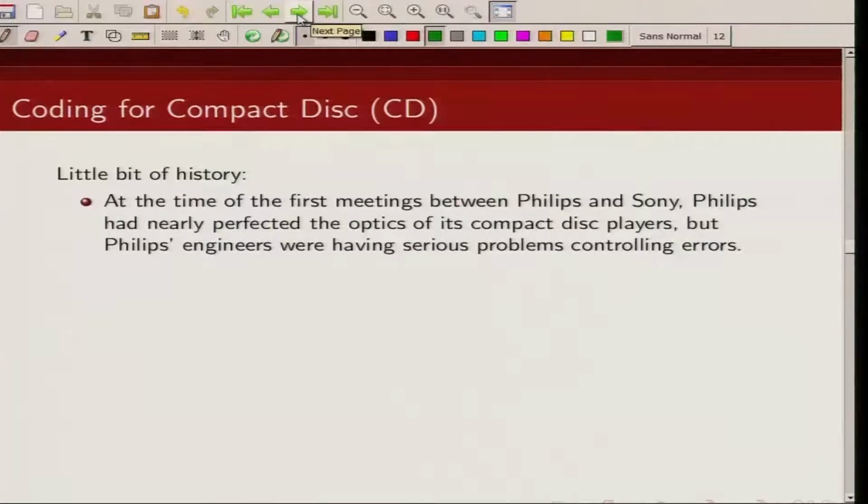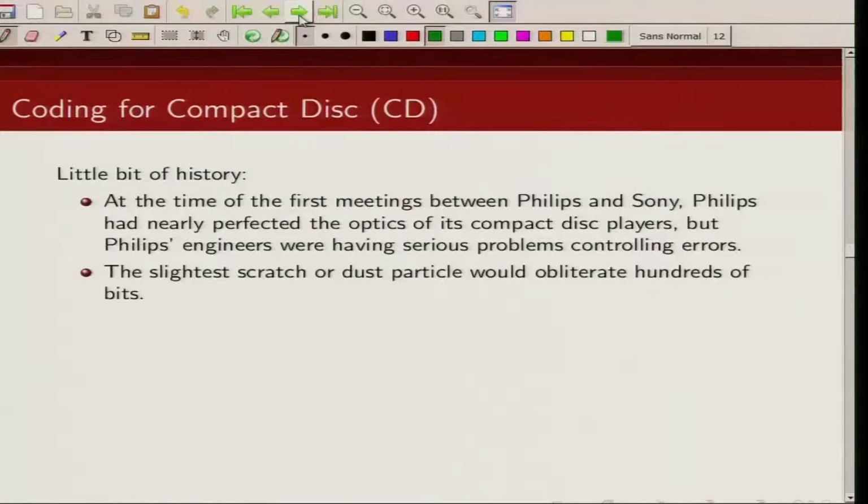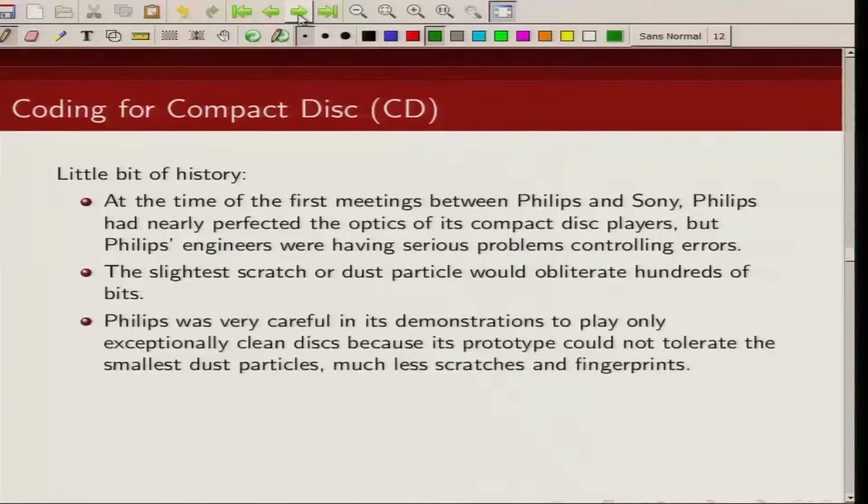Basically, Philips and Sony were experimenting with this optical disc, and Philips engineers had a lot of problems controlling errors in the disc. Even if there were small scratches or dust particles, the whole data would essentially go away. So whenever Philips was demonstrating the CD, they were very careful. They were demonstrating only with very, very clean CDs which did not have any scratches.